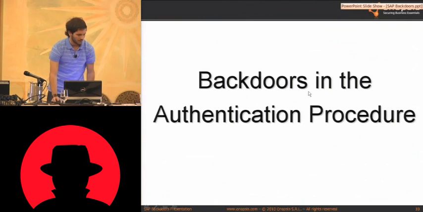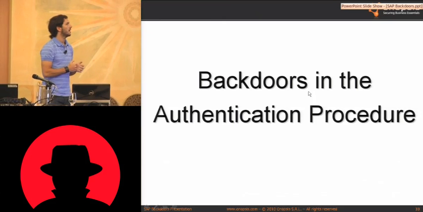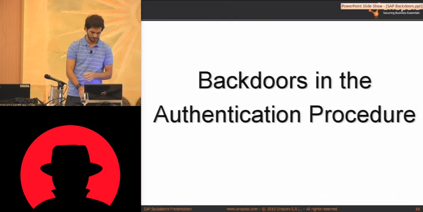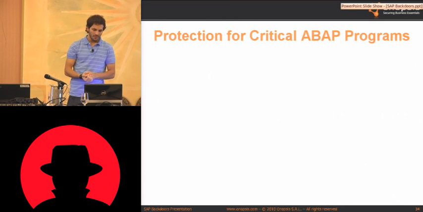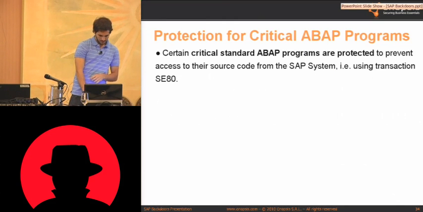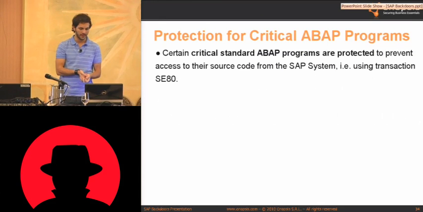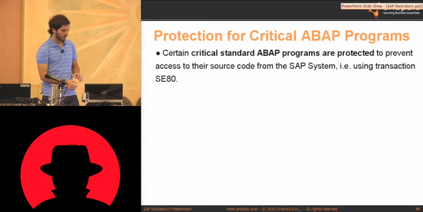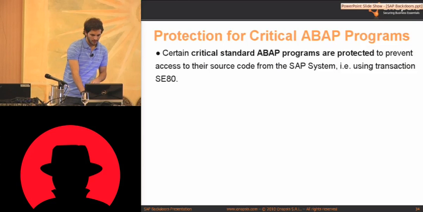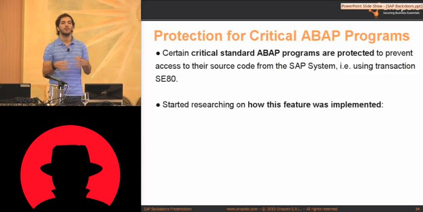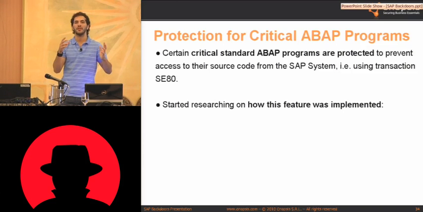Okay, and finally, the last attack is how the attacker can backdoor the authentication procedure. So that is that SAP tries to protect certain critical ABAP programs. Okay? So, I'm going to show you now. So that is that if you want to access some of these programs, the system will tell you that you cannot access the source code because it's protected.